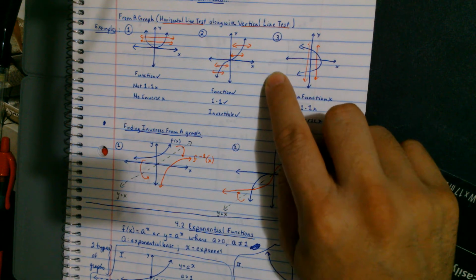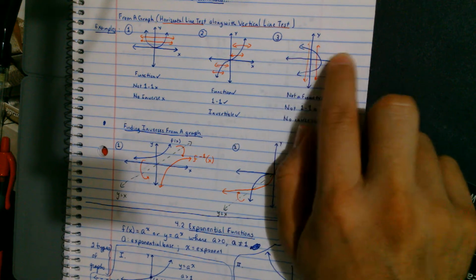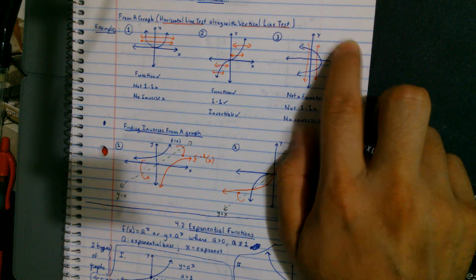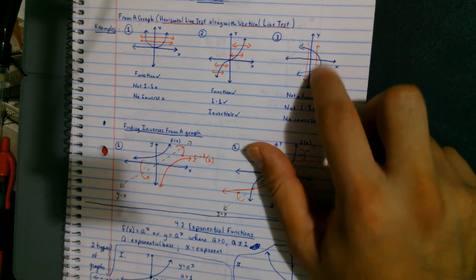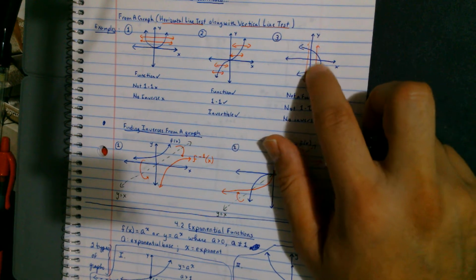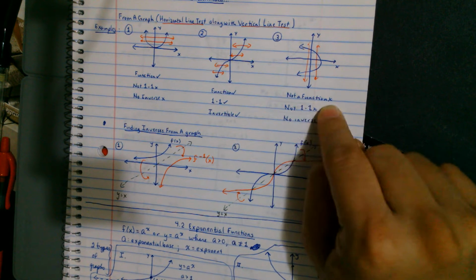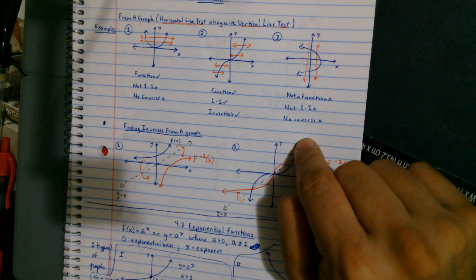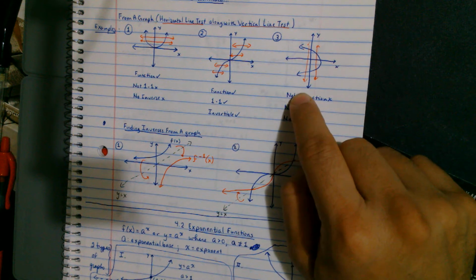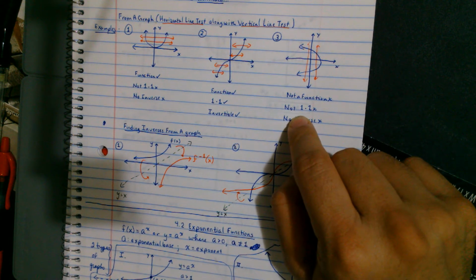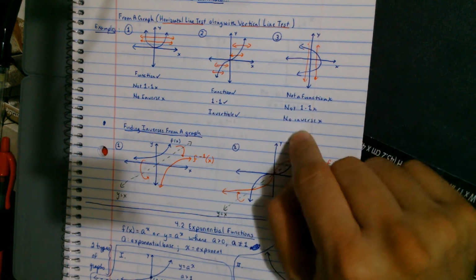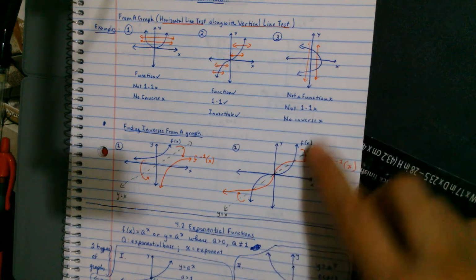Notice this one. Going across, it satisfies the horizontal line test. But coming vertical, it doesn't satisfy the vertical line test. So this thing's not even a function first. So once it's not even a function, it cannot be the other two things. So it has to be a function first to go to the second step. If it's not a function, the rest of it is null and void as well.